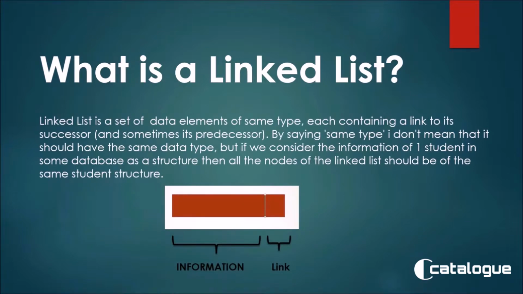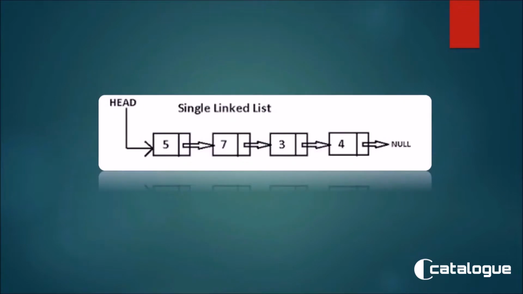The bigger rectangle is representing the information part and the smaller rectangle is the link part. So we'll be more clear of the structure in the next portion of our video. So that's how a linked list looks like.